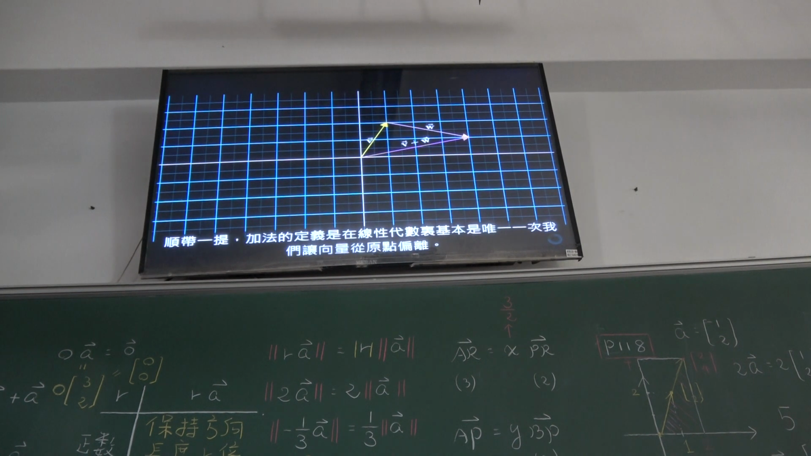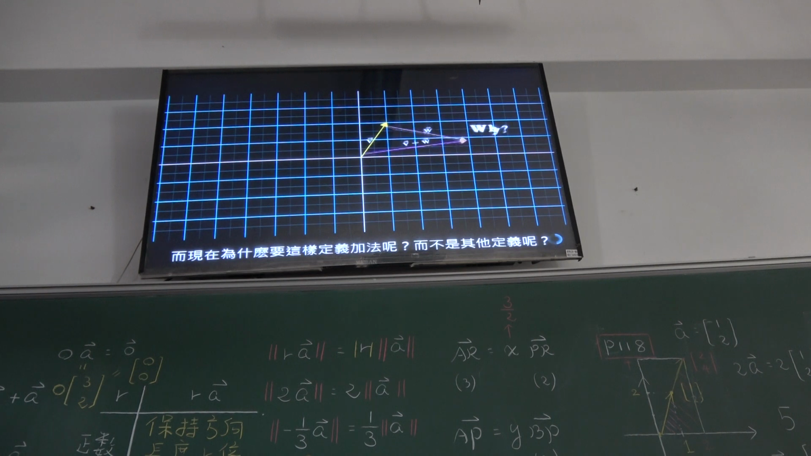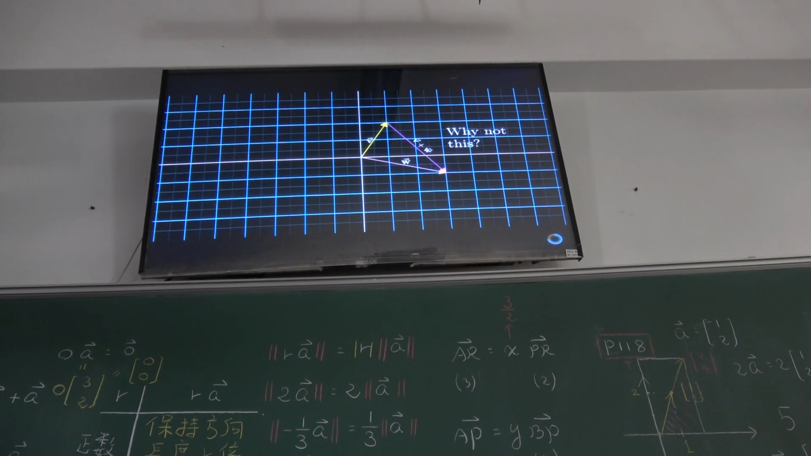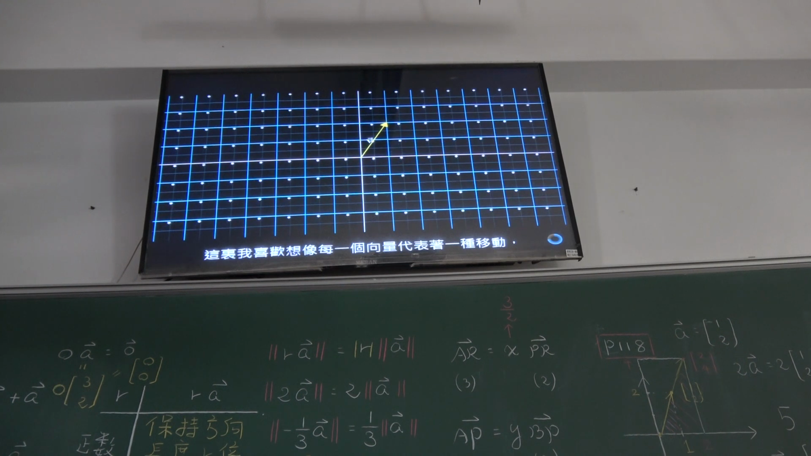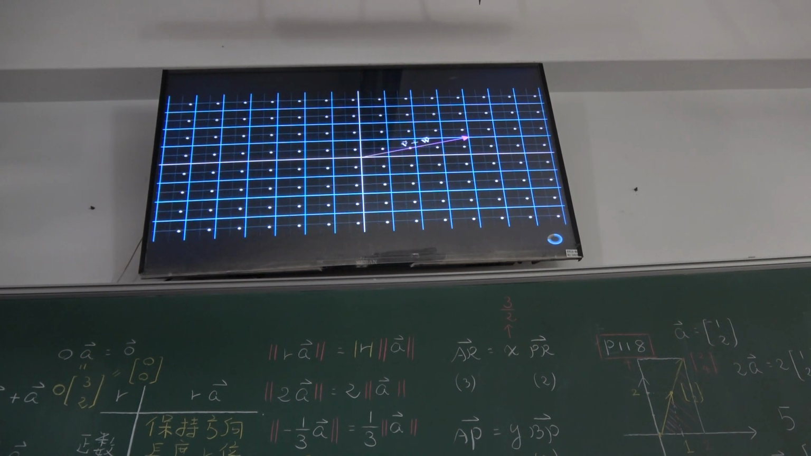This definition of addition, by the way, is pretty much the only time in linear algebra where we let vectors stray away from the origin. Now, why is this a reasonable thing to do? Why this definition of addition and not some other one? Well, the way I like to think about it is that each vector represents a certain movement, a step with a certain distance and direction in space.